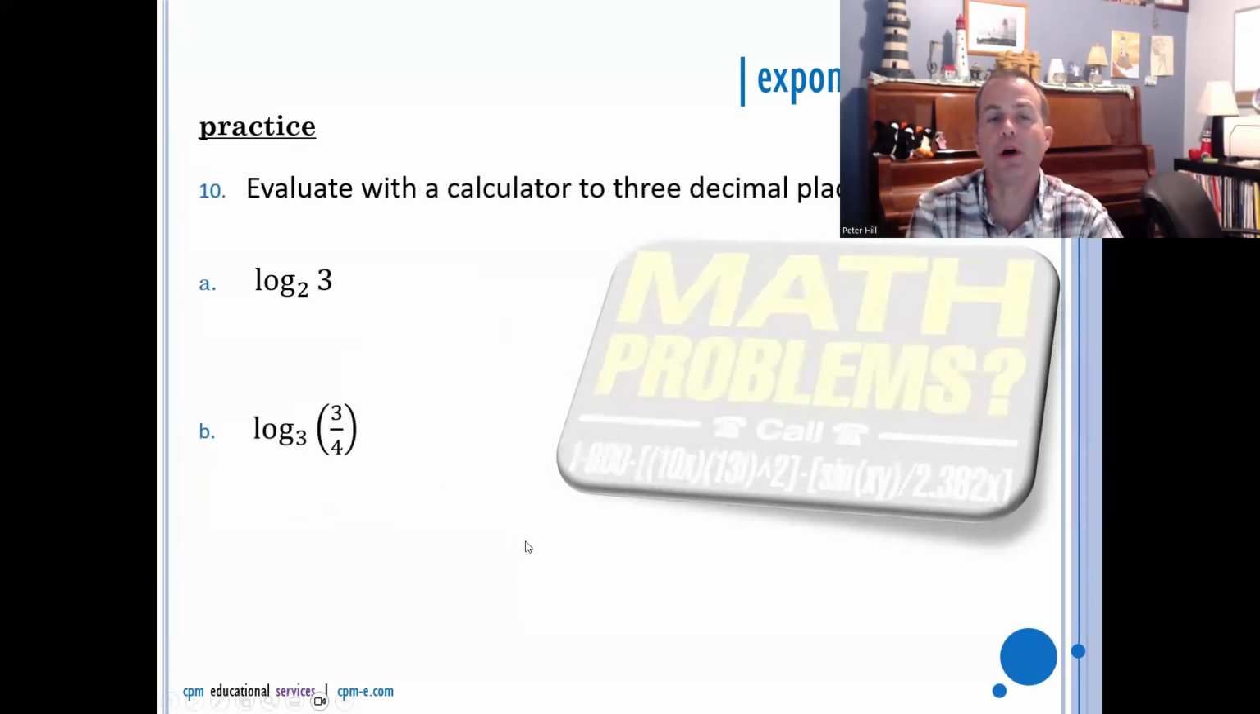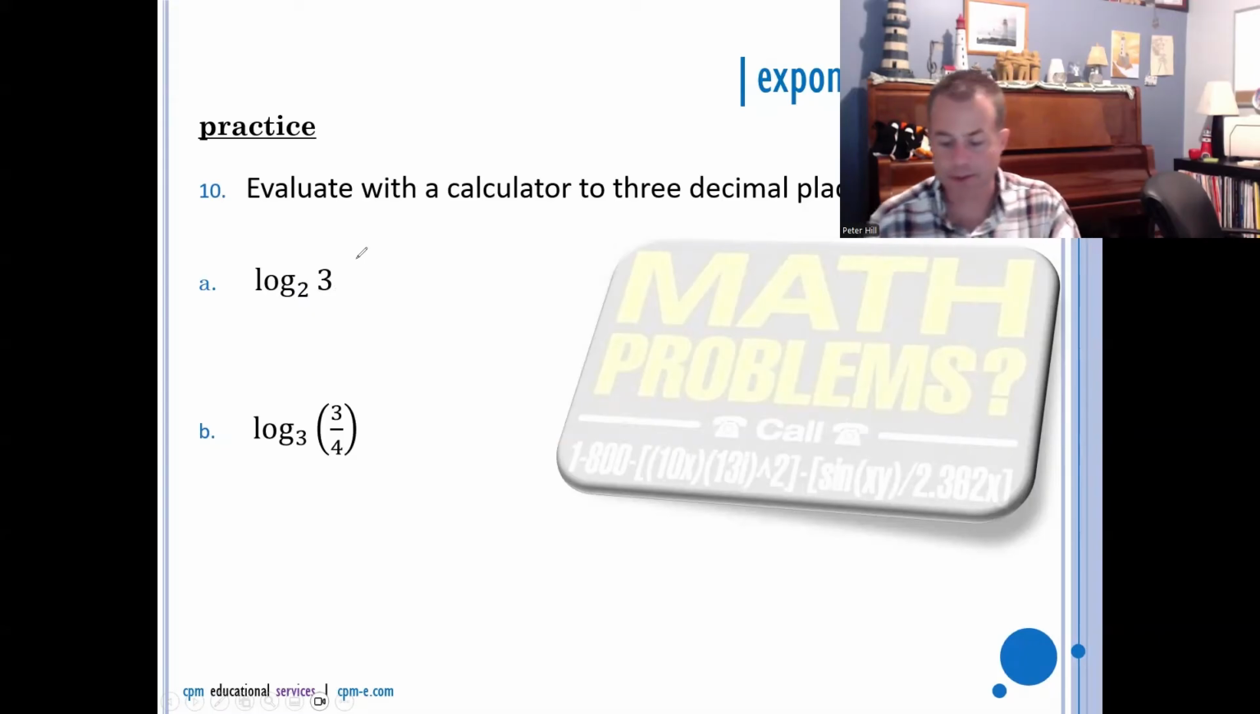Okay, log base 2 of 3. Now, this one says evaluate with a calculator to 3 decimal places. There's a couple different ways you can do this. If you are a Casio kid, you have a log base A of B button. If you are a newer Casio, if you just press your math option, which is F4 on your calculator screen, then you'll see it as F2.